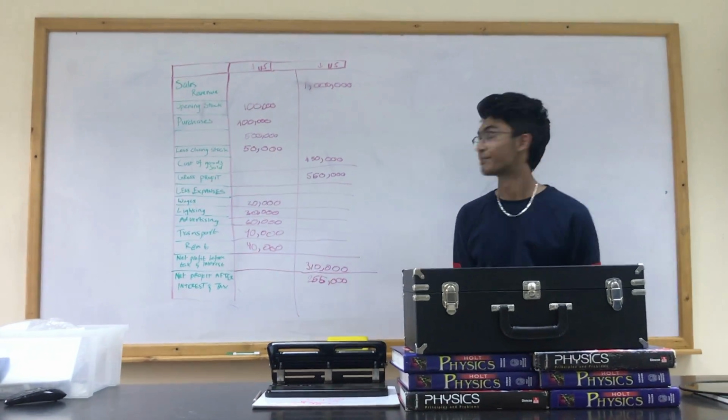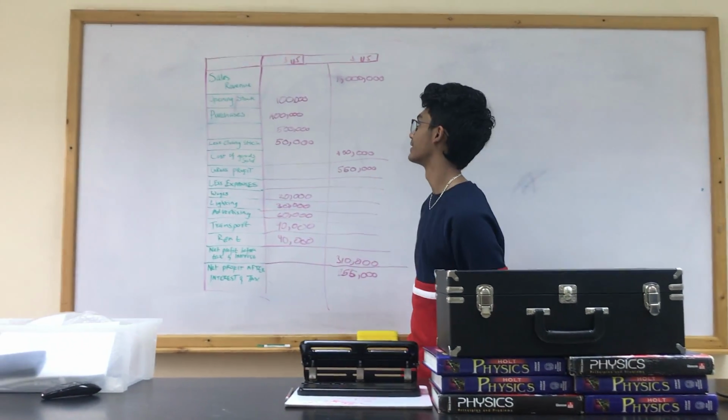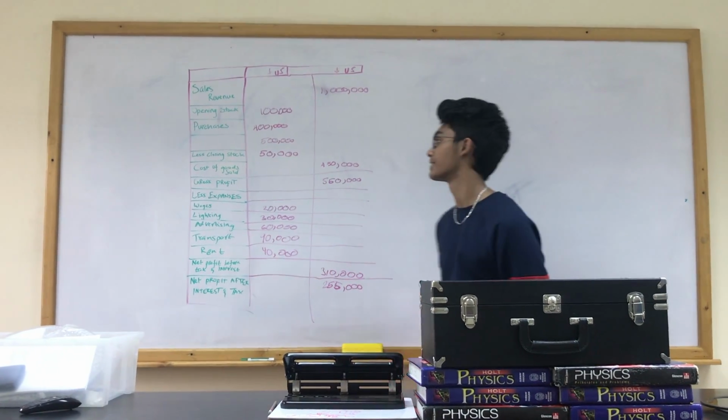Today we're going to be talking about the profit and loss account in business. The profit and loss account ultimately shows the profit and loss a company makes throughout its year, after its sales revenue.